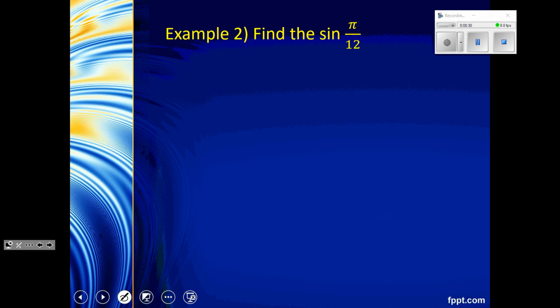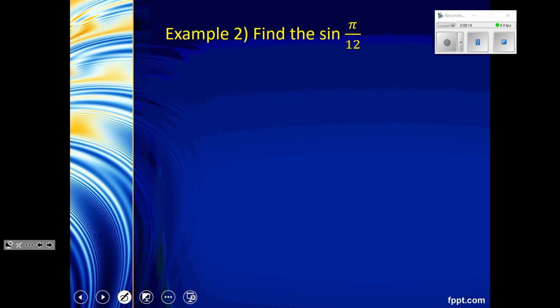So I want to find the sine of pi over 12. Okay, is pi over 12 on our unit circle? No. So we need to figure out what we could either add together or subtract together to make pi over 12. Anybody have any thoughts of what you could subtract to make pi over 12? Or add? What do you need to understand? You need to know what pi over 12 is.